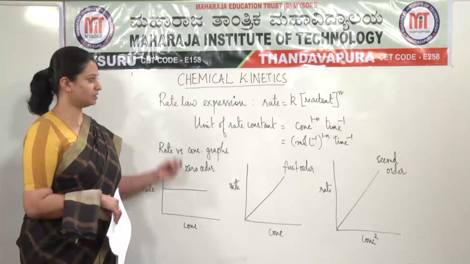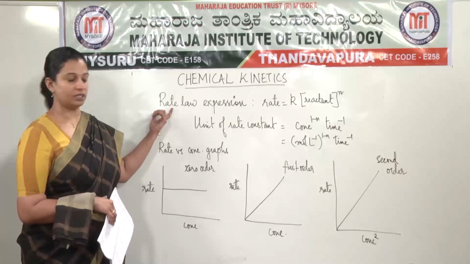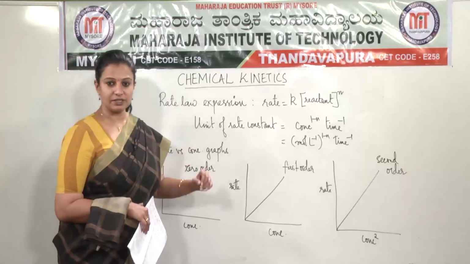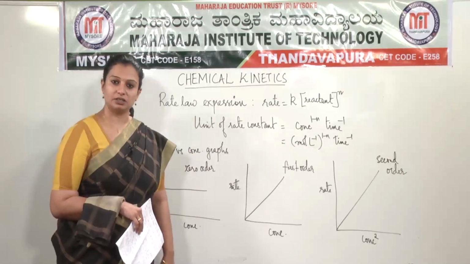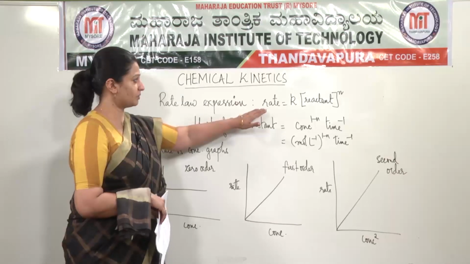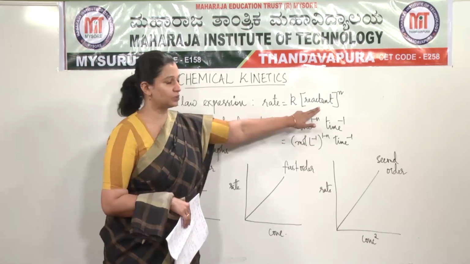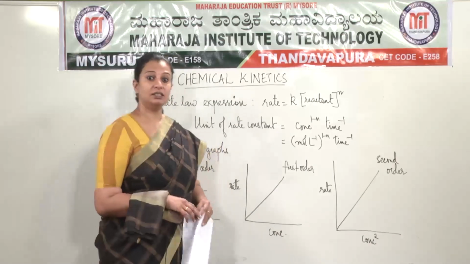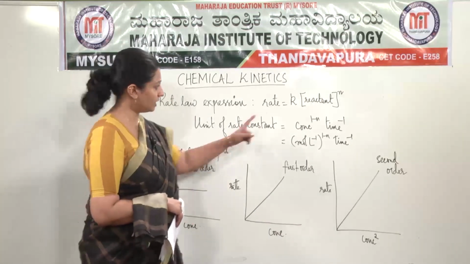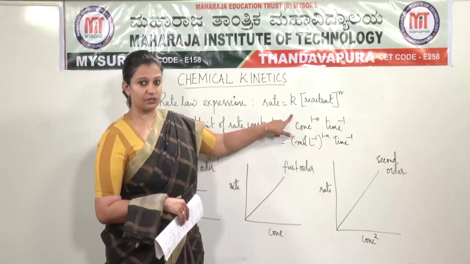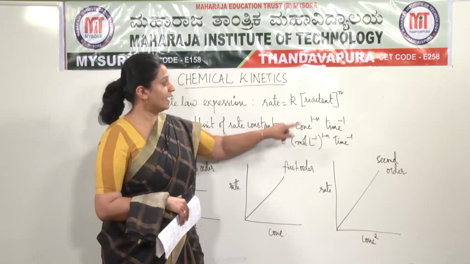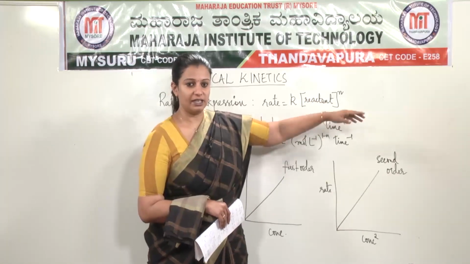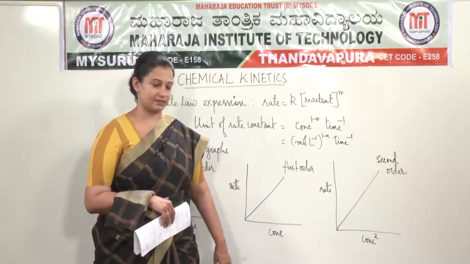The next point is rate law expression. The rate law expression tells you how the rate is dependent on the concentration of the reactant. So we have rate is equal to k into reactant concentration raised to the power of n. The n here is the order of the reaction. So k is the rate constant, also known as the specific reaction rate, and n is the order of the reaction. n can be 0, 1, 2, 3, etc.